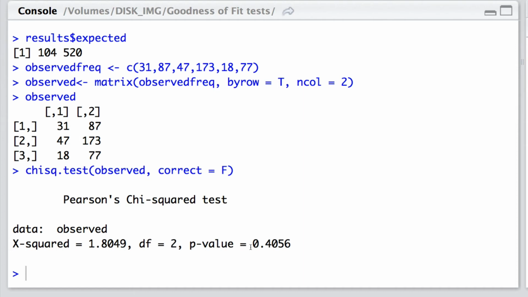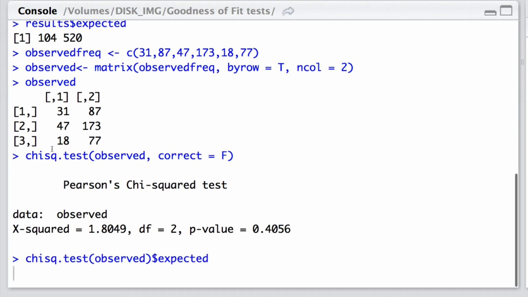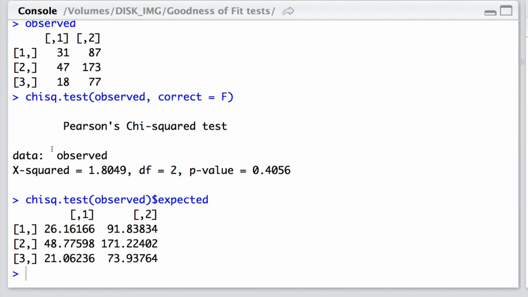In this case, we get a relatively high p-value. And so we cannot reject the null hypothesis that the win rate is independent of the size of cups. Of course, we can also look at our expected values, and we simply use the expected here with the dollar sign, and this would give us what we would expect if the null hypothesis of there being no association was true.